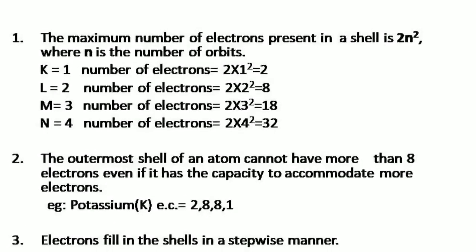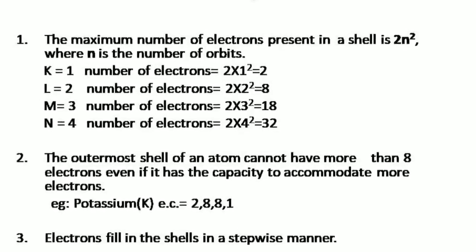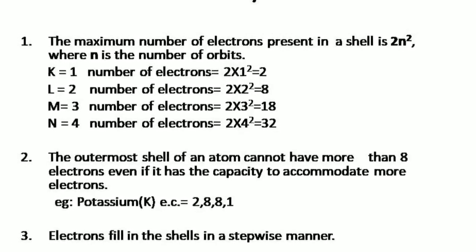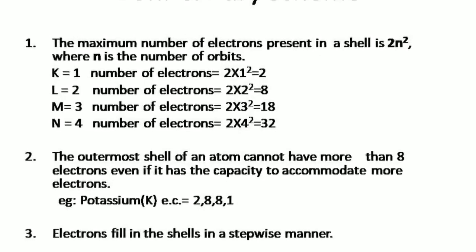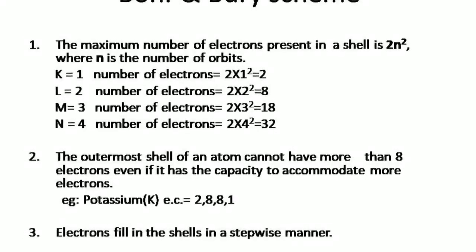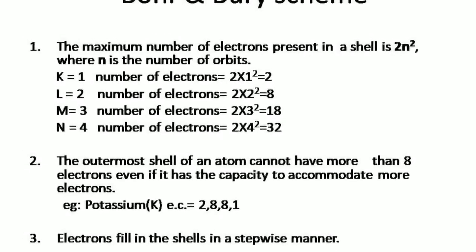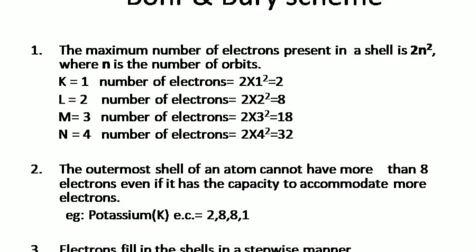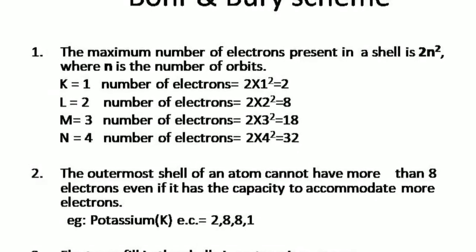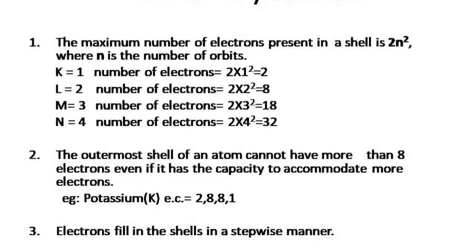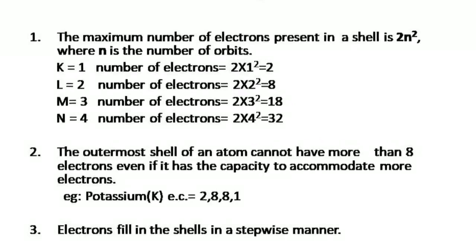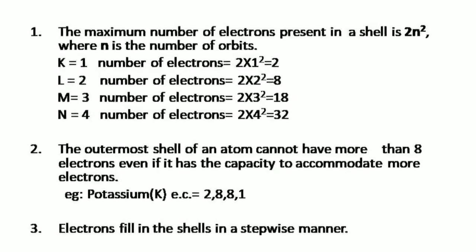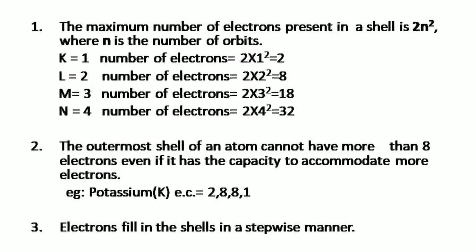For example, for the first shell K, the number of electrons can be calculated by using the formula 2n square, where n is 1. For the second shell L, the value of n is 2, so it can be calculated by using 2n square. Number of electrons will be 8. The outermost shell of an atom cannot have more than 8 electrons, even if it has the capacity to accommodate more electrons.